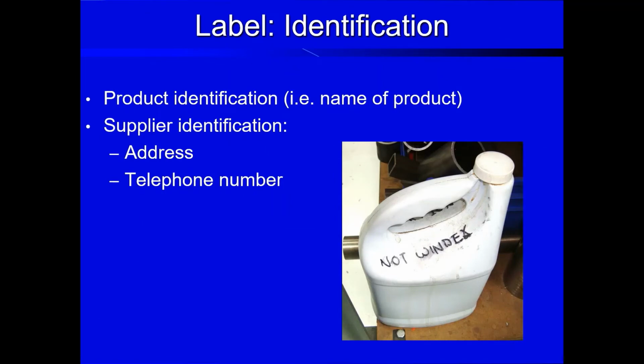Label identification. The label must have a product identification, i.e. the name of the product. Supplier identification, the address, and the telephone number. And this here shows an improper label. Can't use that.